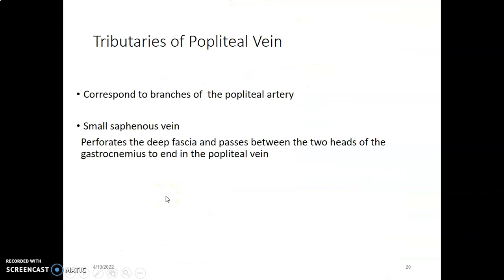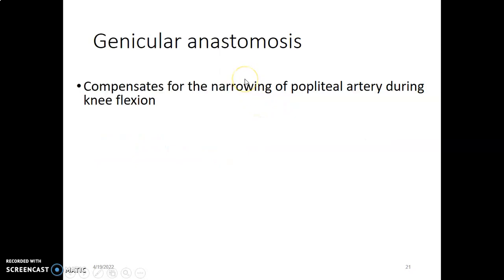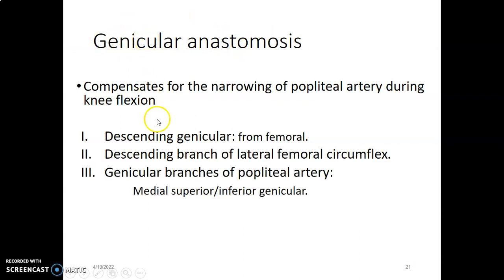So what are the tributaries of the popliteal vein? Usually, they correspond to the branches of the popliteal artery. And remember, the popliteal artery has branches that form the genicular anastomosis. Genicular anastomosis is a communication of blood vessels around the knee, that's why it's called genicular. This is clinically important because it helps to compensate for narrowing of the popliteal artery during knee flexion. When you flex your knee, the popliteal artery is narrowed, so this anastomosis ensures continuous blood flow to the distal aspect of the leg.